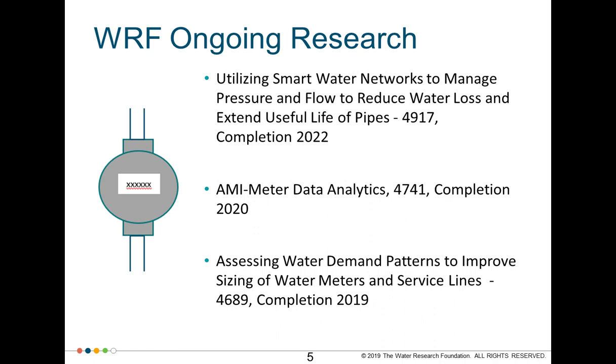The second project is looking at using AMI data primarily for meter performance, and that should be completed next year. And the third project is looking at high-frequency meter reads, or really the water demand for non-residential buildings, large commercial, institutional, and large multifamily buildings, to get an idea of peak and non-peak demand so you can correctly size meters.